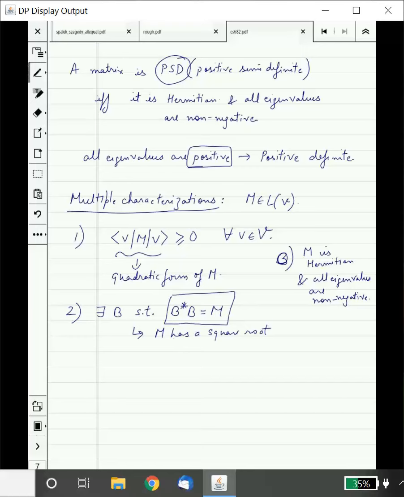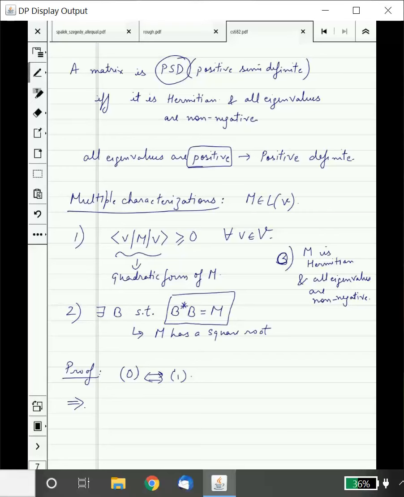So we want to prove that all these three definitions amount to the same thing. Let's start by proving that 0 and 1 are the same. Let's look at this direction. That means we want to show that if condition 0 is satisfied, then condition 1 is also satisfied.